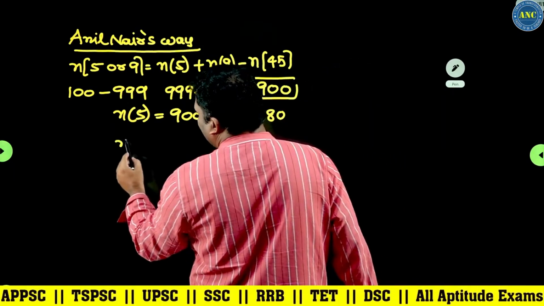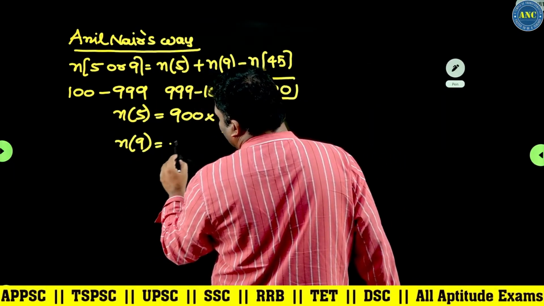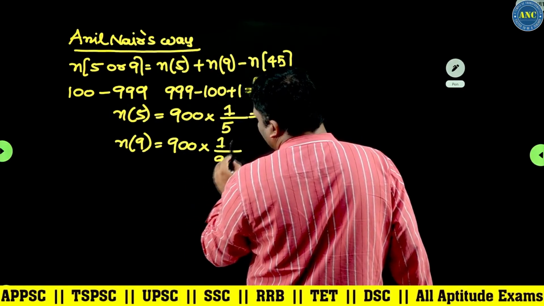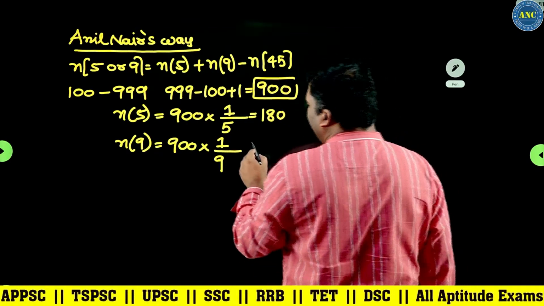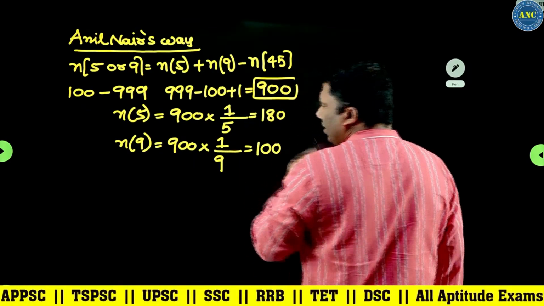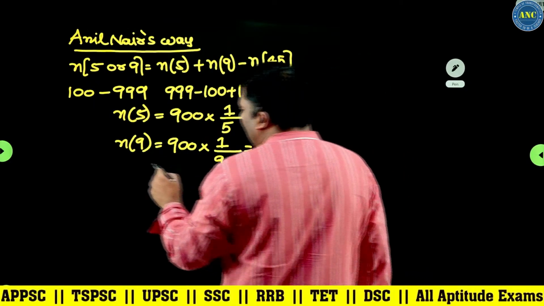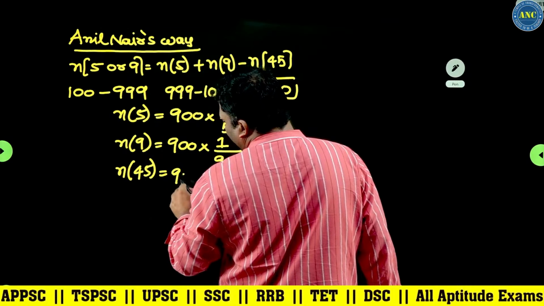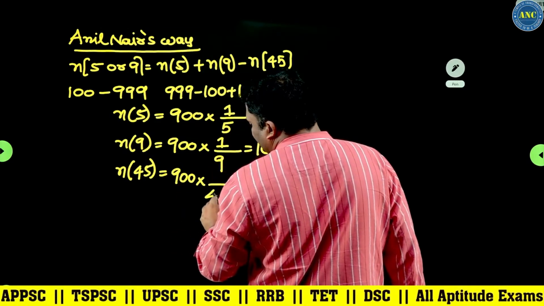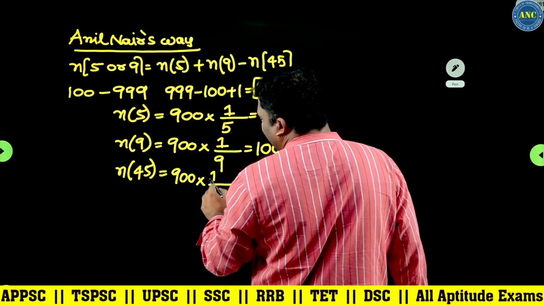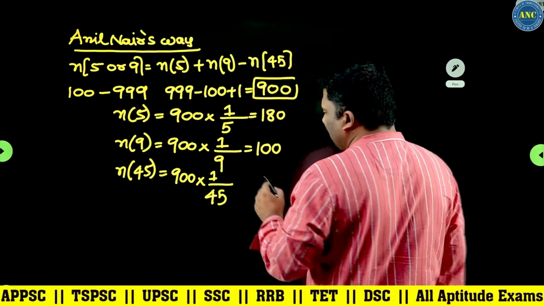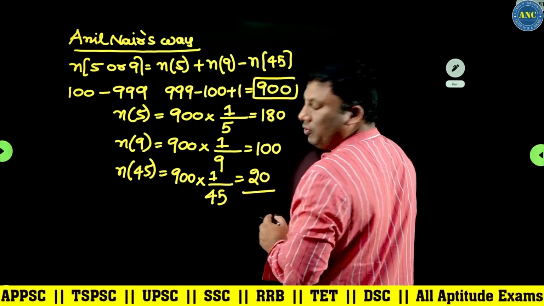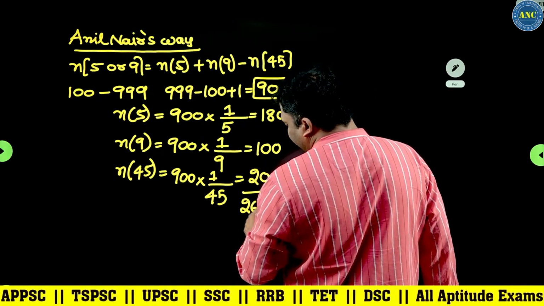How many are divisible by 9? Out of total 900 numbers, for every 9 consecutive numbers, one number is divisible. 900 by 9 is 100. How many are divisible by both 5 and 9, that is 45? For every 45 consecutive numbers, one number will be divisible by 45. 900 by 45 is 20. So 100 plus 180 is 280, minus 20, gives 260.